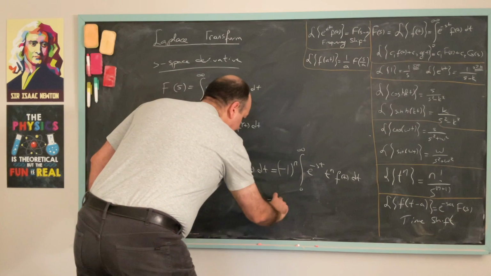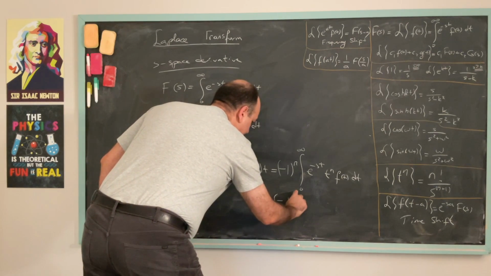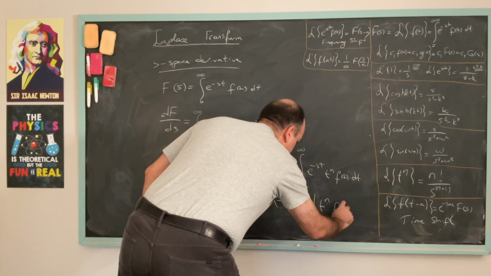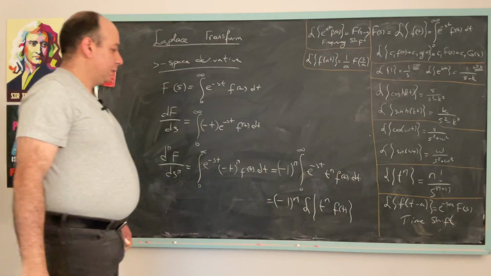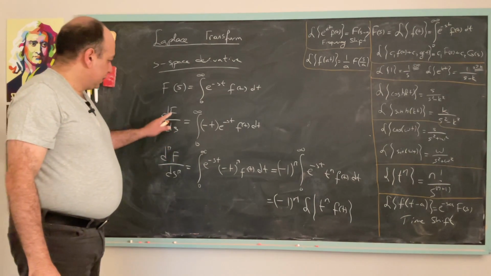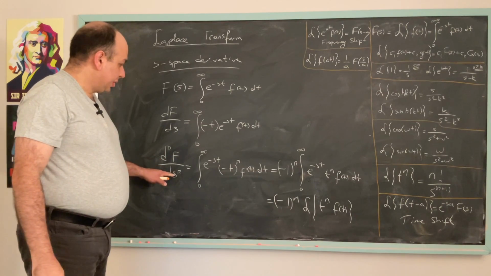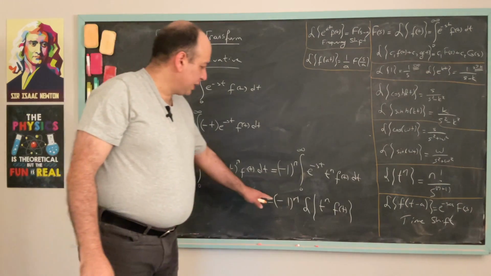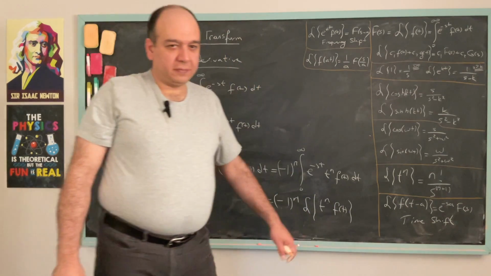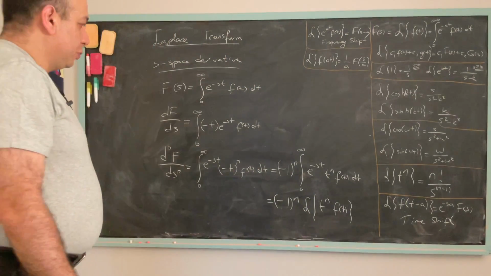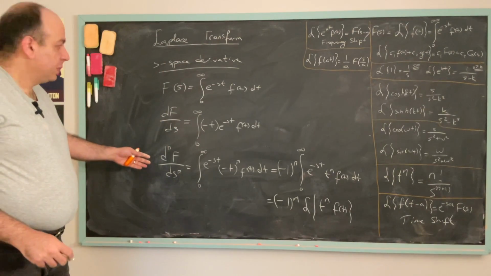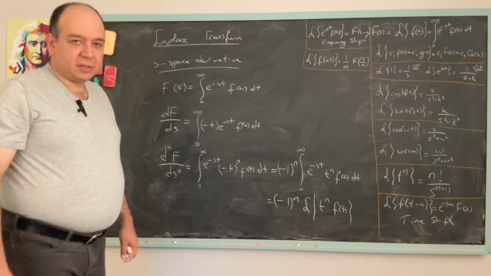And this is nothing but minus 1 to the power n times the Laplace transform of t to the n f of t. So the nth derivative of this function f with respect to s is simply equal to minus 1 to the n, the Laplace transform of t to the n times f of t. This is also a nice property, and it's called the s space derivative. So now we will move on with some other properties.